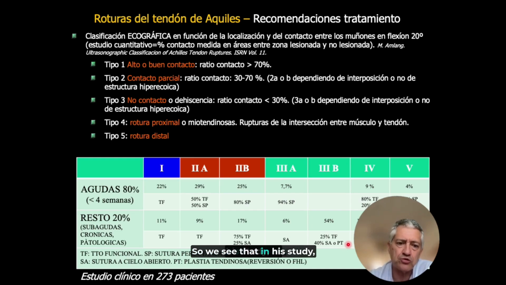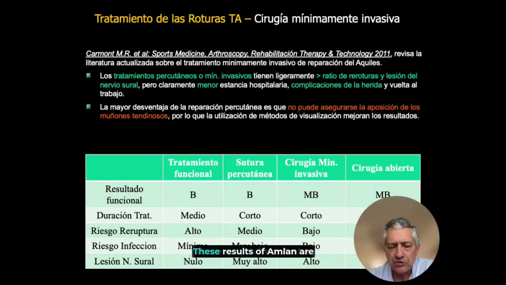So we see that in his study, at least in a frankly broad study, he gave a lot of importance to the degree of contact of the stumps and especially to the earliest possible treatment. These results of Amlan are relatively validated by a study by Carmon, also a bit old, 2011, which saw that percutaneous treatment produced clear improvements, but that the greatest disadvantage of percutaneous repair is that it cannot ensure the position of the tendinous stumps. So the use of visualization methods improved the results.